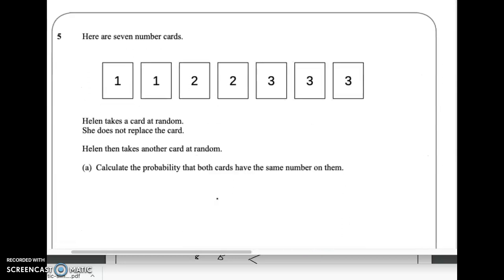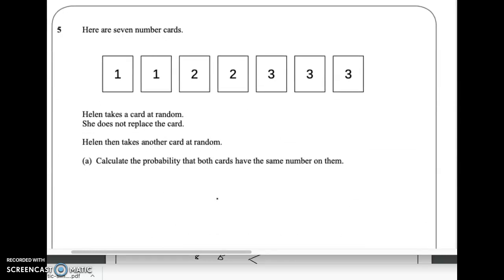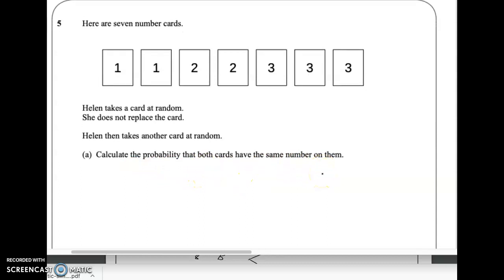Question 5. Here are 7 number cards. Helen takes a card at random. She does not replace the card. Helen then takes another card at random. Calculate the probability that both cards have the same number on them.